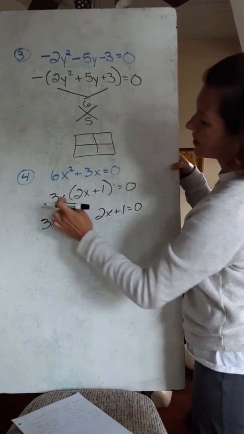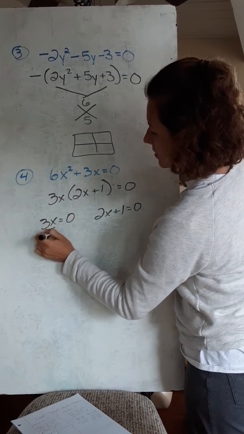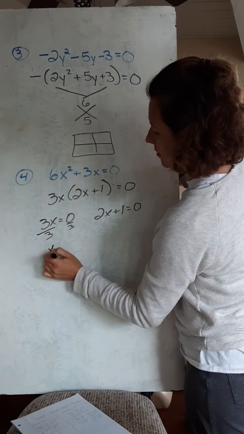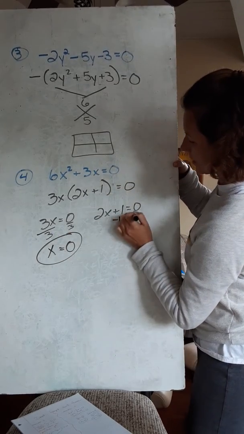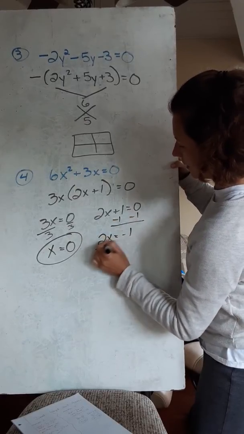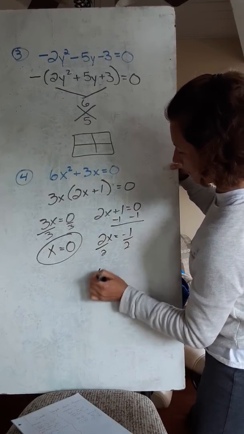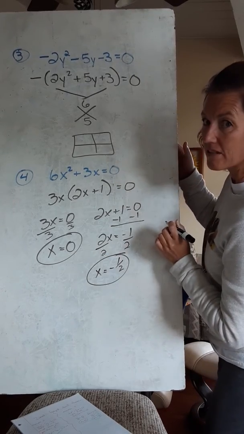It's just a little bit different because this is a monomial instead of a binomial, but we still just divide by 3. 0 divided by anything is 0. This one, we subtract 1. 2x is -1, divided by 2. X is -1/2. Those are our two answers there.